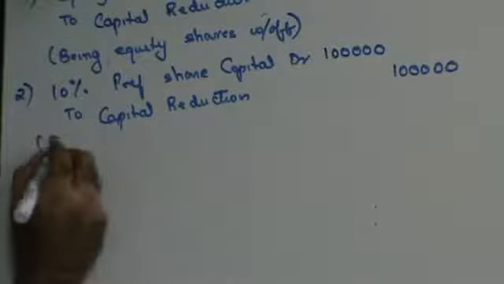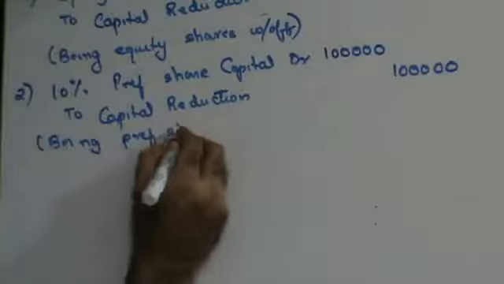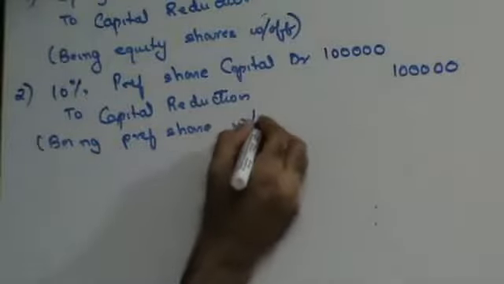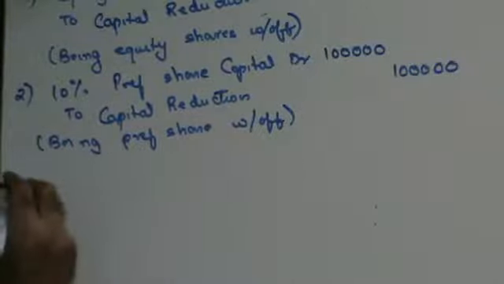Right? Being preference shares written off. They are written down from 10 rupees to 8 rupees, right? The existing 10% preference shares will go down from 10 rupees to 8 rupees, of which 4 rupees will be represented by 12% preference share and 4 rupees by equity shares. I have written down the shares.